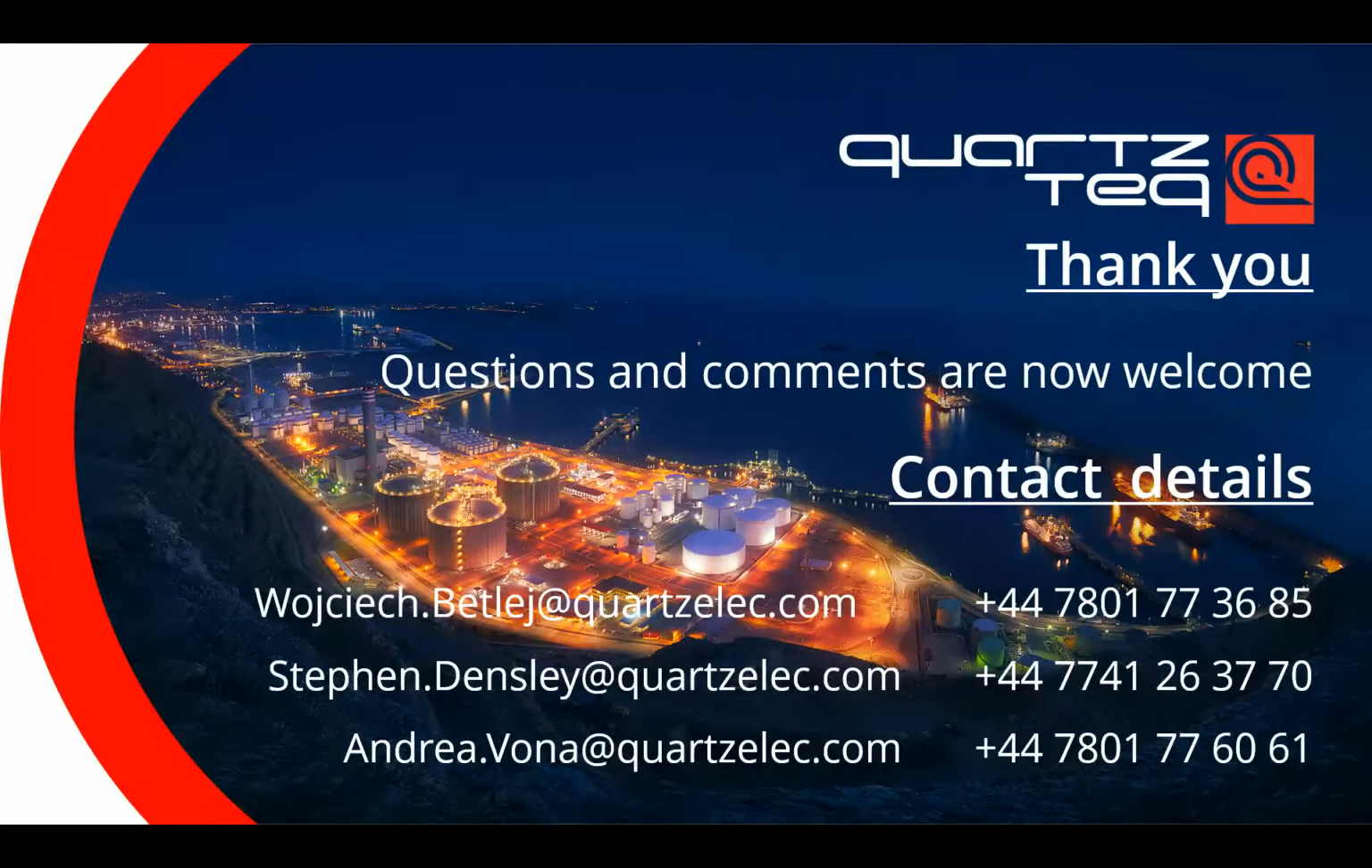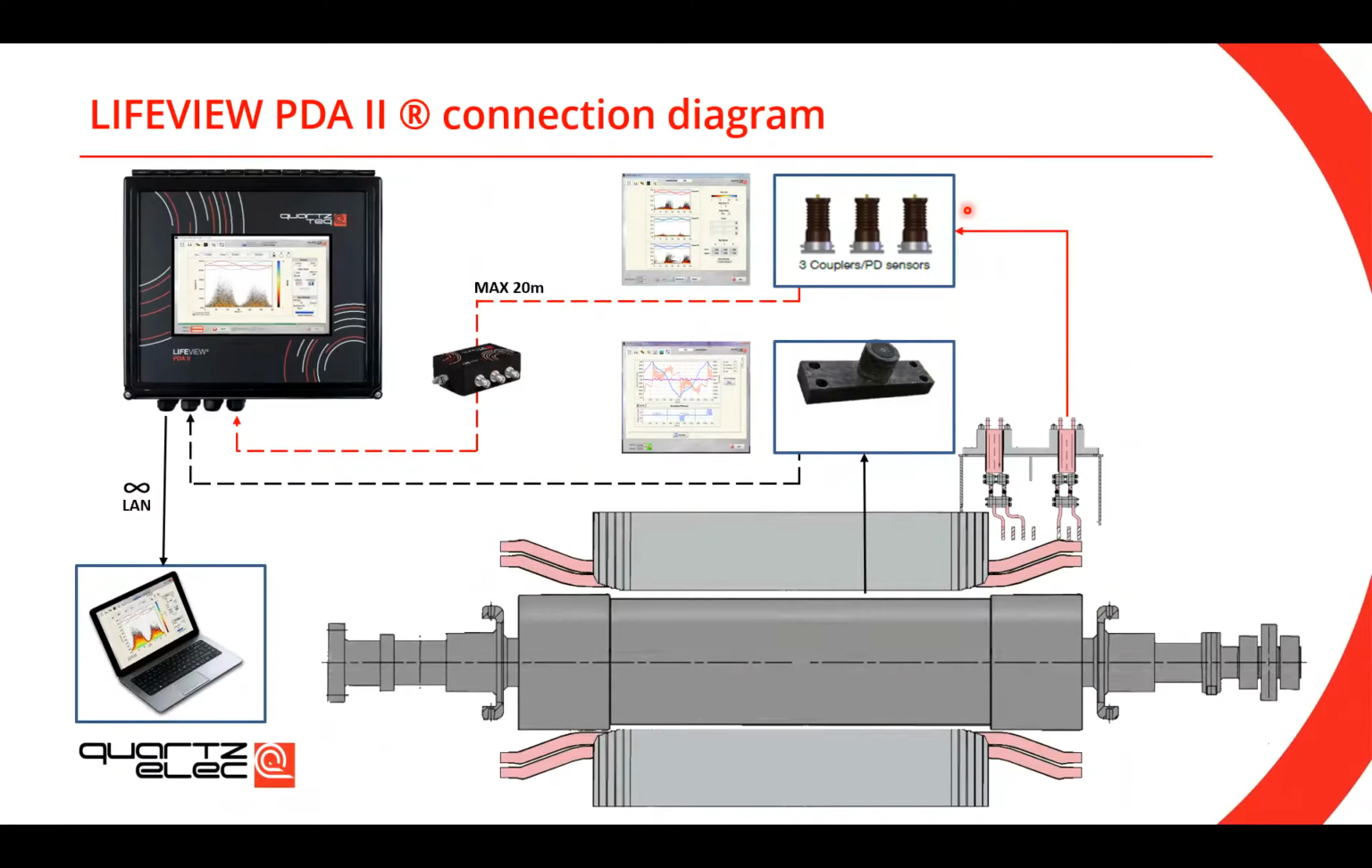what is the maximum distance for the installation of the couplers to the generator output terminals? Okay, so maybe the distance. Let me come back to that slide. I hope you still see it. The maximum distance between your sensors and Live View PDA2 is 20 meters. So this is the maximum in between these two.